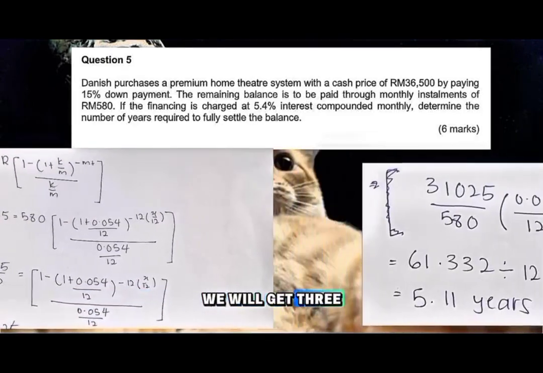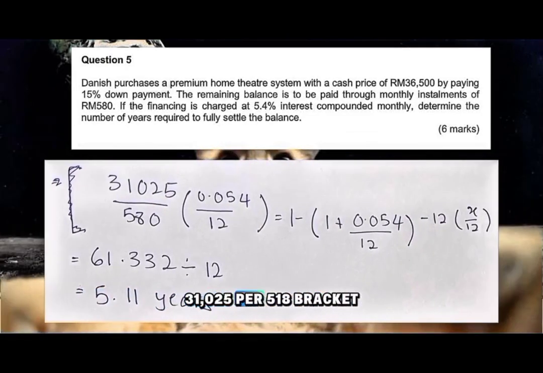We will get 31,025 / 518 × (0.054/12) equals 1 - (1 + 0.054/12)^(-12X). The answer for this question is 61.332 divided by 12. So we will get 5.11 years.